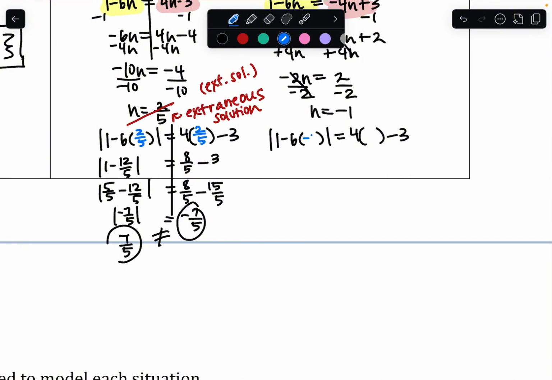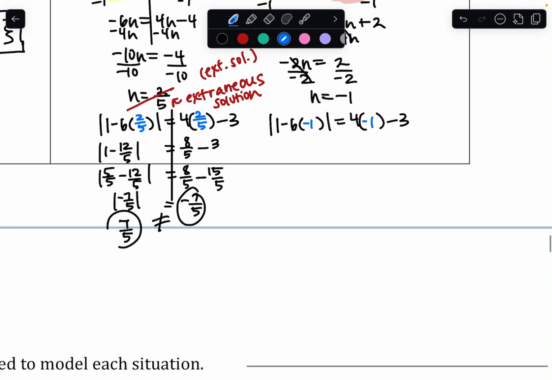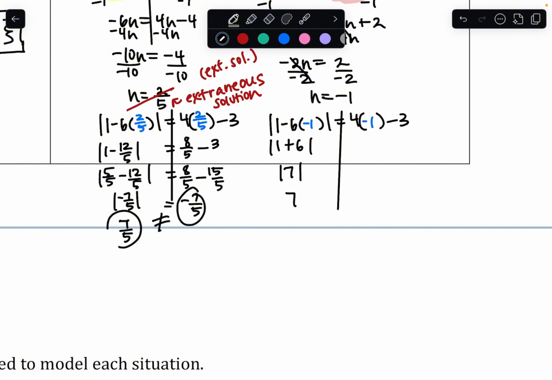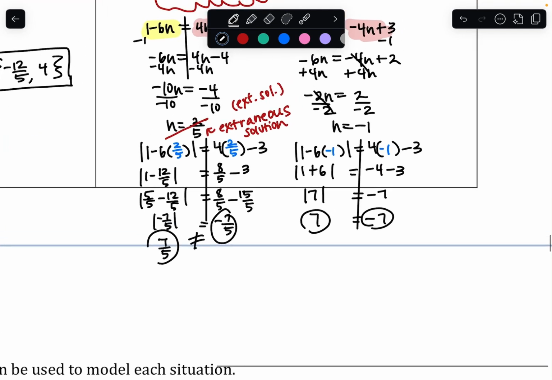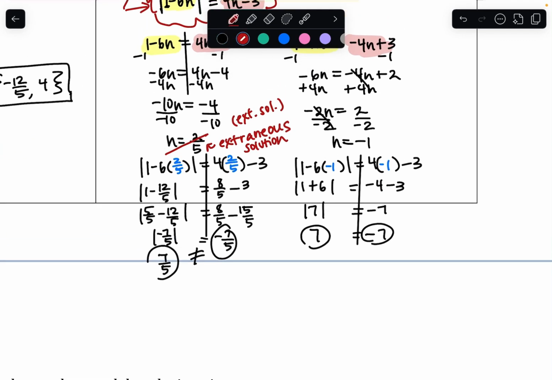All right, checking the -1. On the left side, we get 1, and then -6 times -1 is +6. So we get absolute value of 7, which is 7. On the right-hand side, I get a -4 minus 3, which is -7. And so once again, we're at a situation where I have 7 equals -7, which is not true. And so this is another extraneous solution.